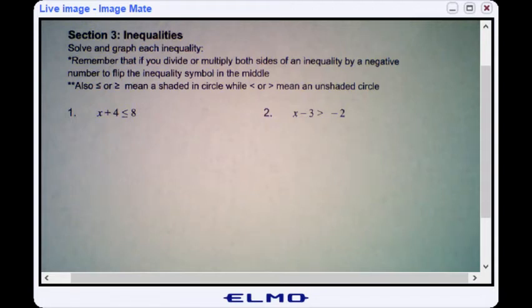Now we're going to talk about one-step inequalities. So an inequality is just like a less than or greater than. There's more than one x value that will satisfy the solution.